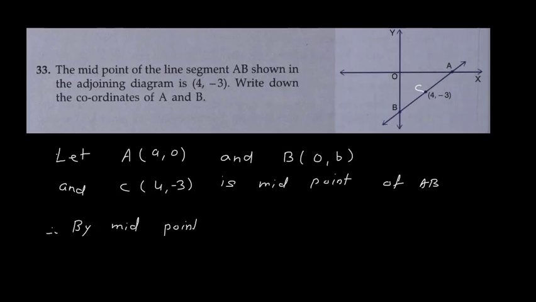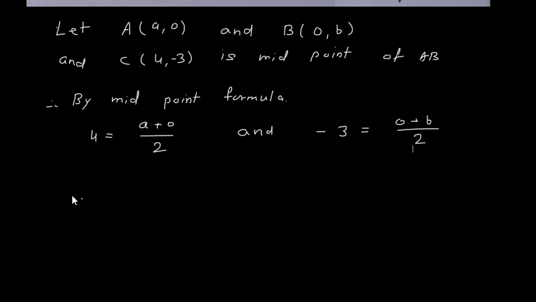we can say that this 4 is equal to a plus 0 divided by 2, and this minus 3 is equal to 0 plus b divided by 2. So therefore we get a equals 4 into 2, which is 8, and we get b equals minus 3 into 2, which is minus 6. So therefore the coordinate of point A is (8, 0), and the coordinate of point B is (0, minus 6).